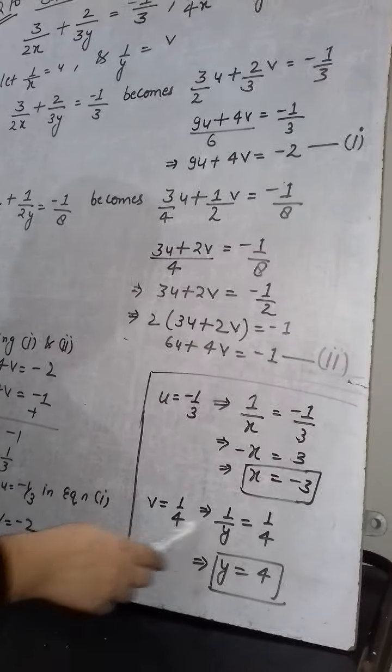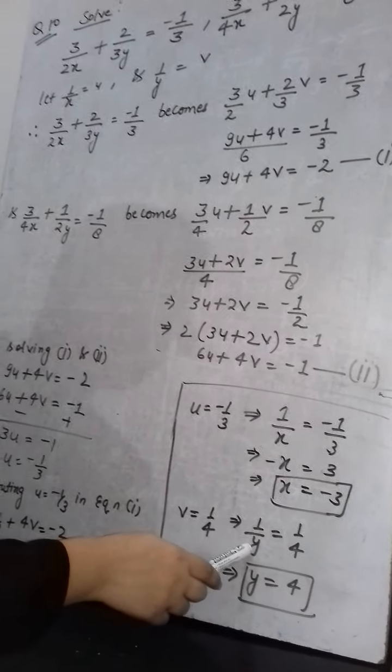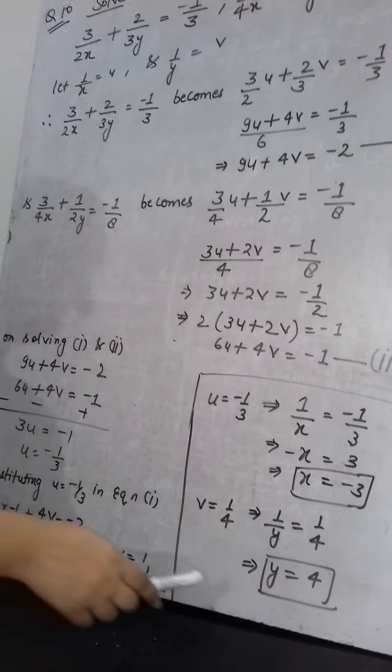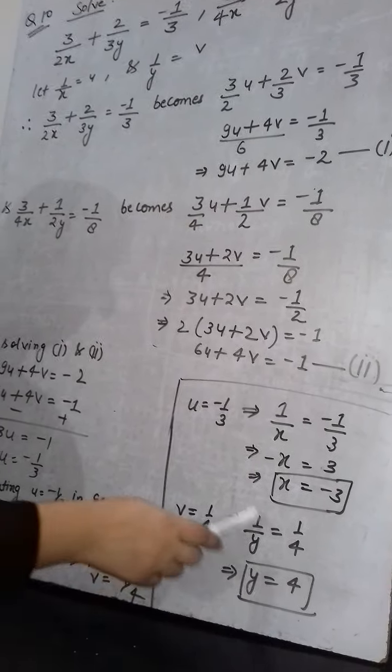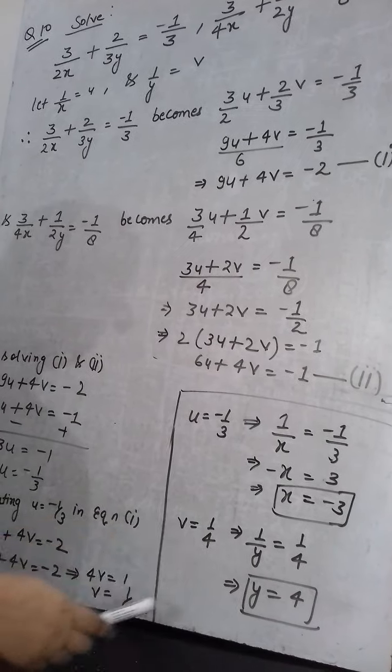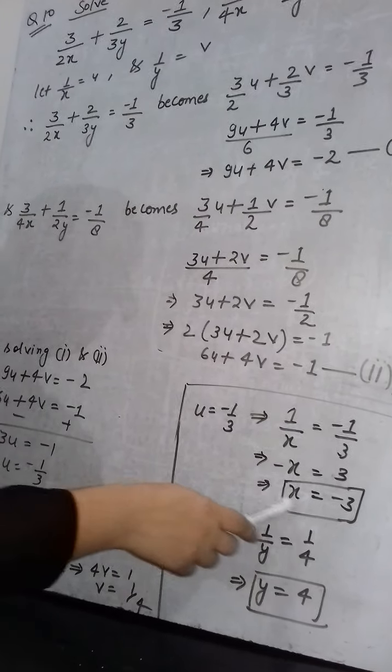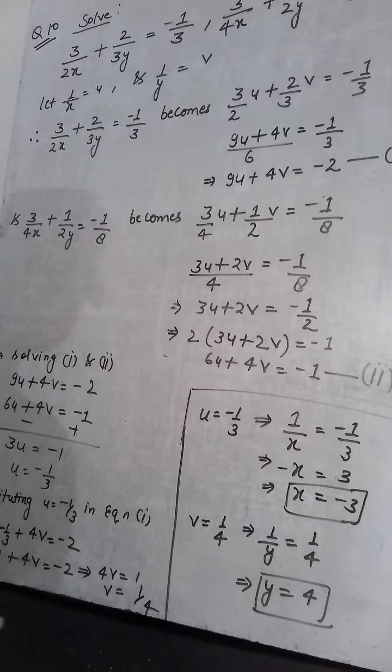Then the value of v is 1 upon 4. It implies that the value of 1 upon y is equal to 1 upon 4, and therefore on cross multiplying we get y equal to 4. Thus the value of x we have got is minus 3 and the value of y is 4.